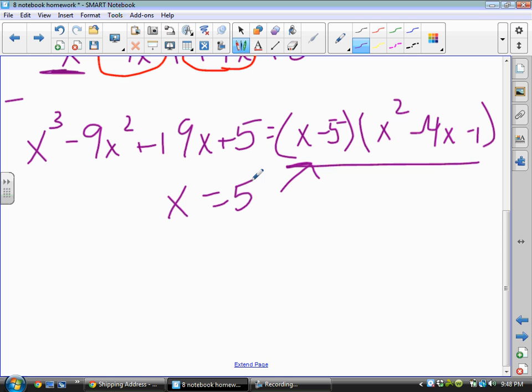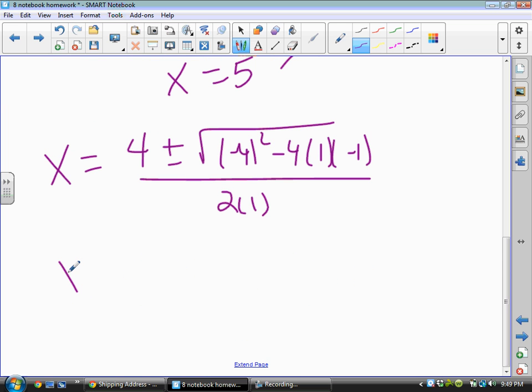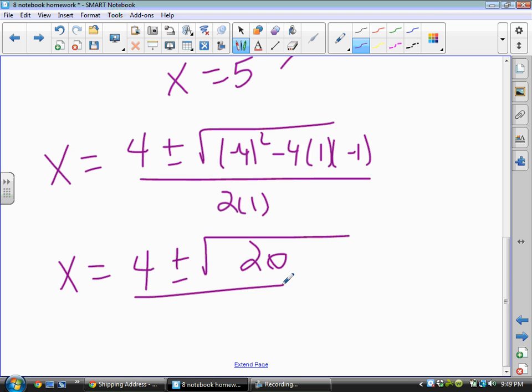The other one, x squared minus 4x minus 1, I would try to factor that, but I'm having a feeling it's not going to factor properly, so I'm going to use the quadratic formula to solve that. So that's the opposite of b, plus or minus the square root of b squared minus 4 times a times c, divided by 2a. And we're going to solve that for x. 4 plus or minus the square root of 16 plus 4 would be a 20, divided by 2.